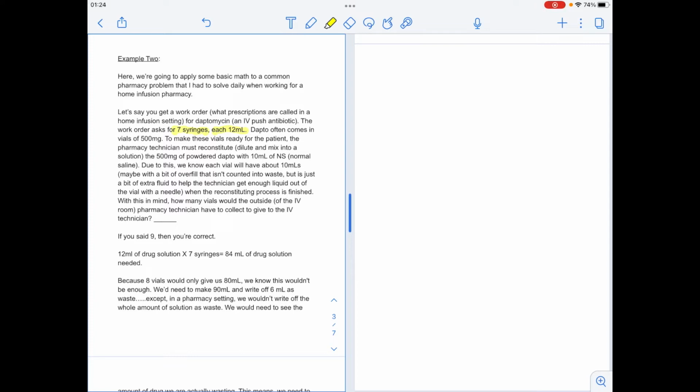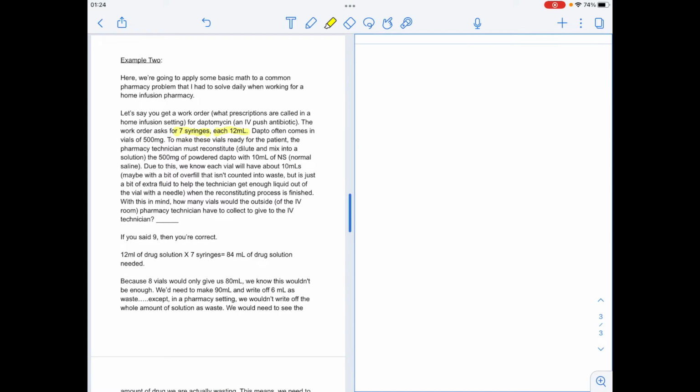So with this in mind, how many vials would need to be given to that technician to then reconstitute to fill the prescription properly? So our given here, I know I gave you guys a lot of information, but our given was that for every 500 milligrams of Dapto in these vials, we're going to end up creating 10 milliliters of solution.